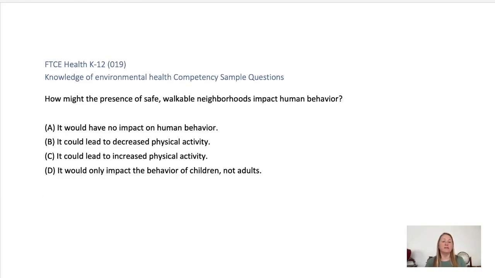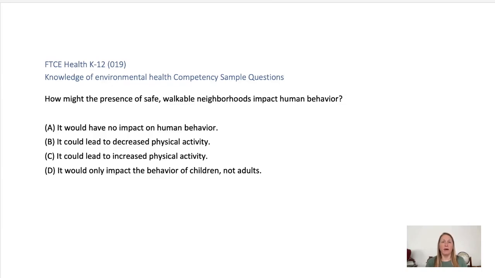How might the presence of safe, walkable neighborhoods impact human behavior? A, it would have no impact on human behavior. B, it could lead to decreased physical activity. C, it could lead to increased physical activity. Or D, it would only impact the behavior of children, not adults.